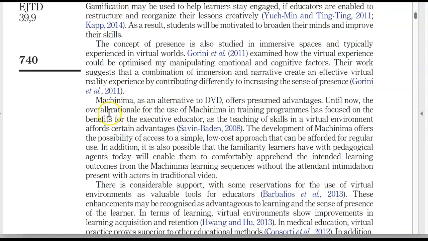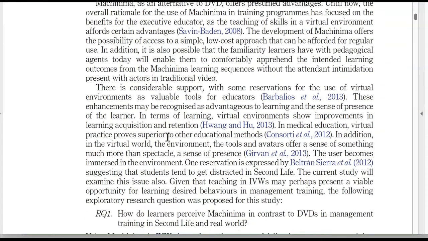Then we talk about here, a machinima is an alternative to DVD, offers presumed advantages. So I'm not sure what that word is. I'm probably not even pronouncing it right. And so I would want to read through this paragraph to learn more about what that is. The author should explain this because this is a term that is not common in the vernacular of a lot of people. It may be specialized, it may be common in a certain field, but it's not common to me. So I'm hoping that I'm going to read about it and it's going to tell me about that. So I'd probably read this whole paragraph.